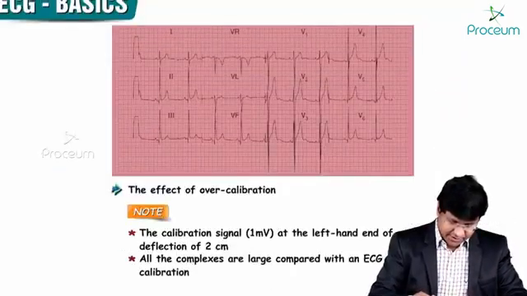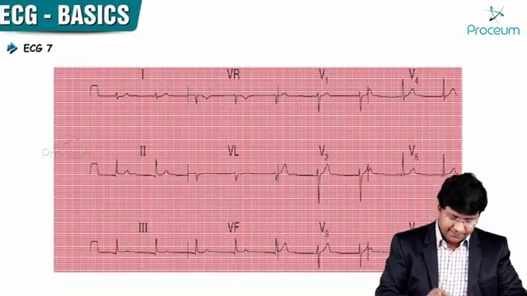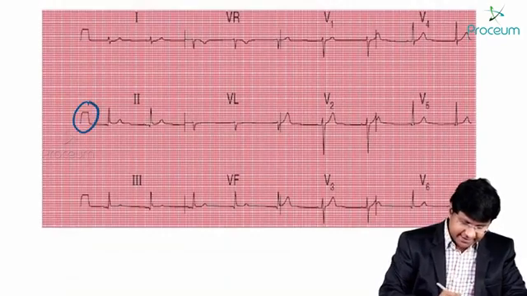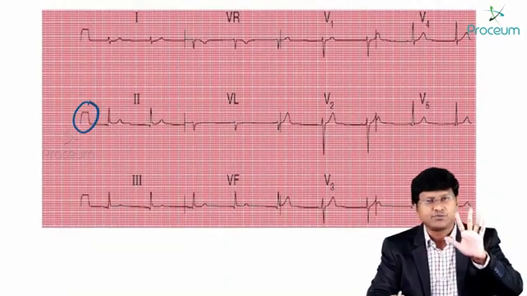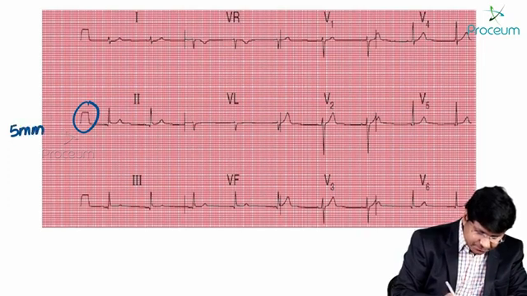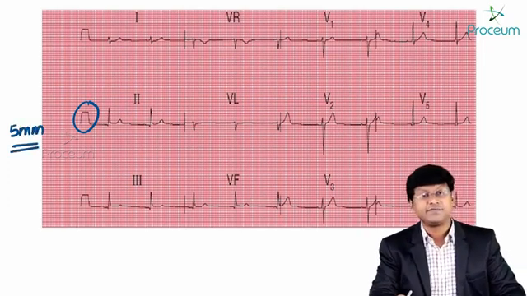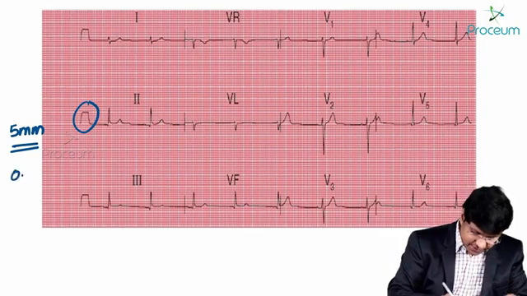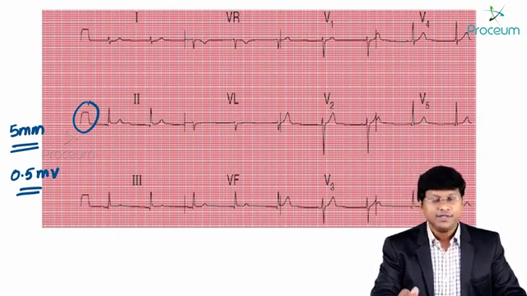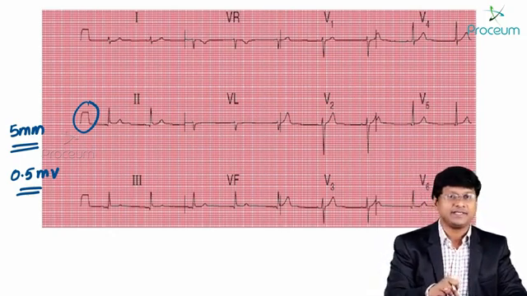And you see the other ECG. If you take the calibration here, how much is the calibration? It is just 5 small boxes. That means it is 5 mm. That means 0.5 millivolt. So this is your under calibrated ECG.